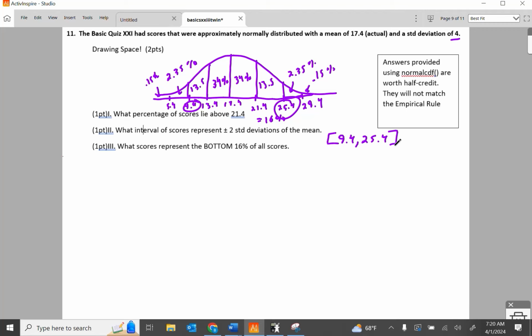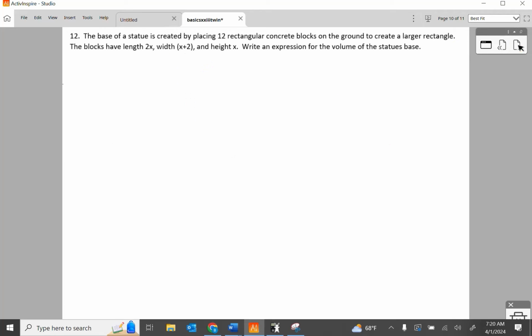The bottom 16, if you focus on these 3 numbers, they add up to 16%. So that would be scores less than or equal to 13.4. Round 2 of the bell curve there. Moving forward.